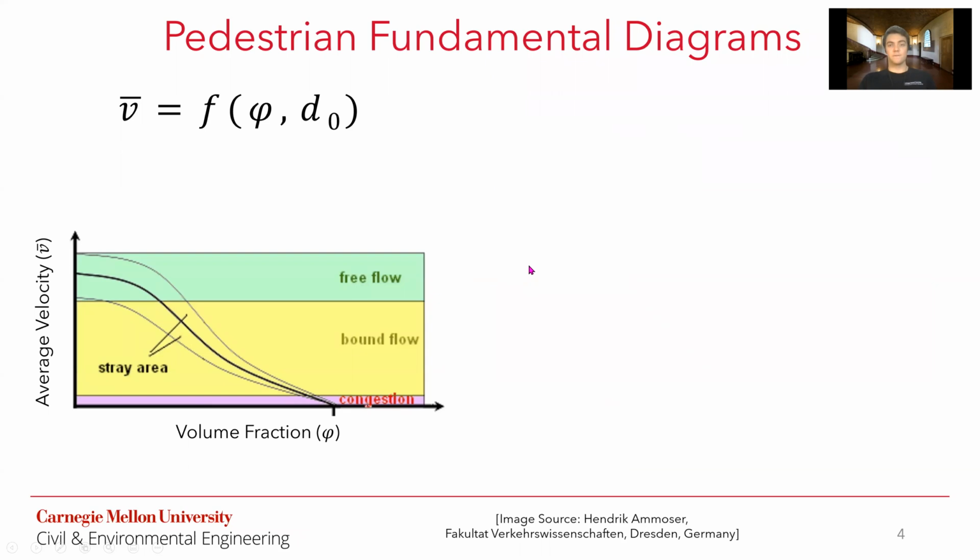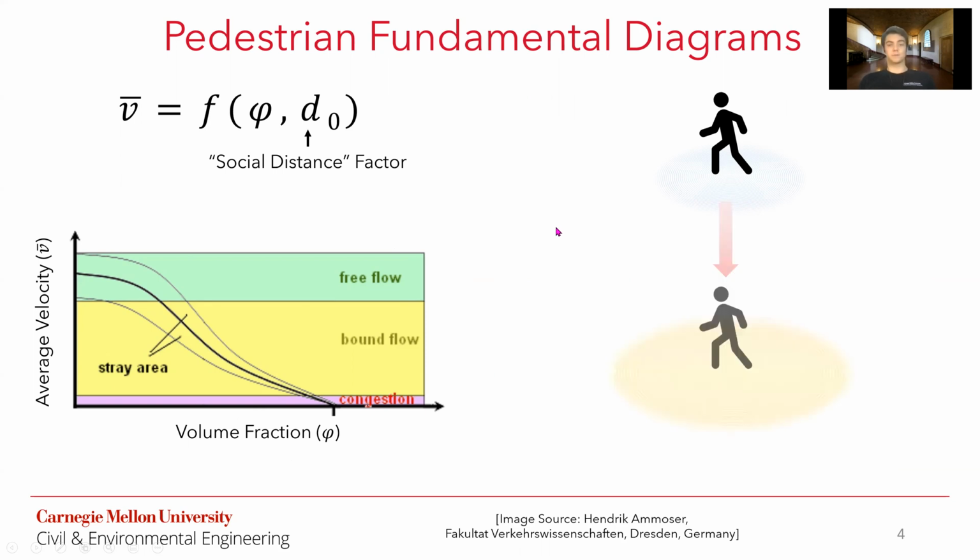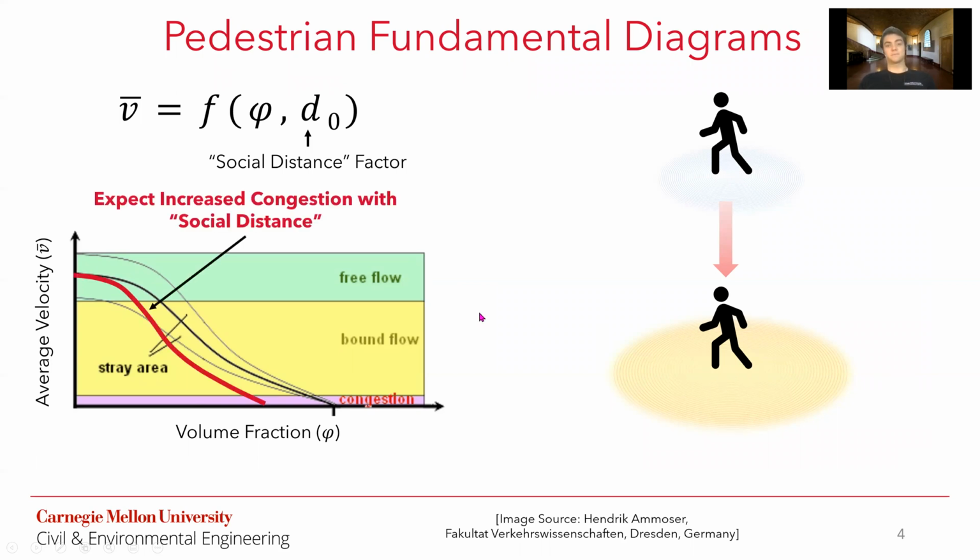An analogous pedestrian fundamental diagram can be created by the same method as a traffic fundamental diagram, plotting the average velocity of a group of pedestrians versus the volume fraction of pedestrians on a pathway. A social distance factor was incorporated into our model so we can understand how social distance may impact the average velocity of pedestrians in a corridor. Our hypothesis was that an increase in social distancing and a social distancing factor will shift the fundamental diagram to the left, causing average velocity to fall faster for the same volume fraction of pedestrians.